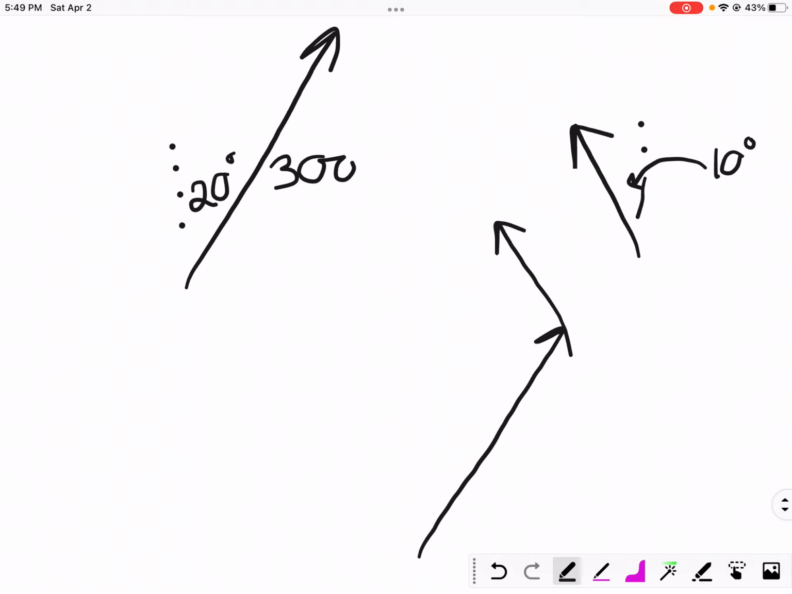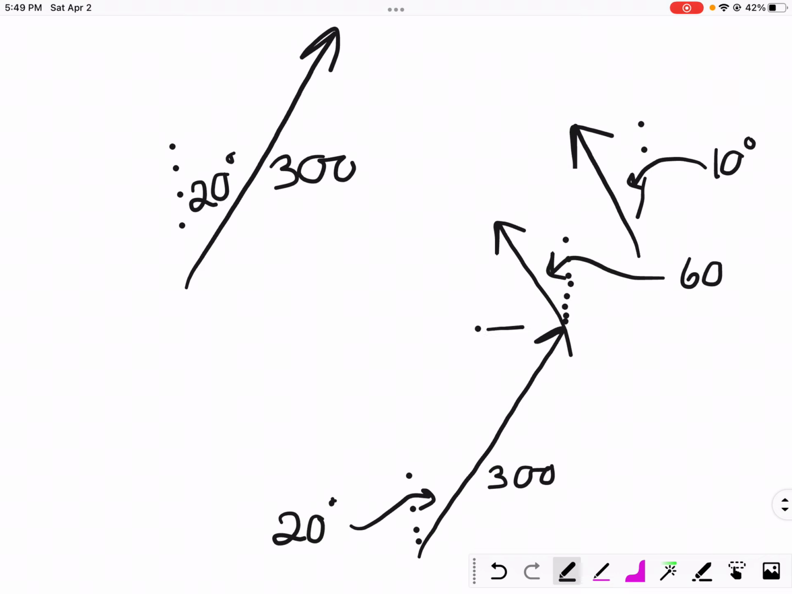The key here is this is 300. That is 60. Now remember, this angle in there was 20 degrees. And that angle in there, right in there, is 10 degrees.